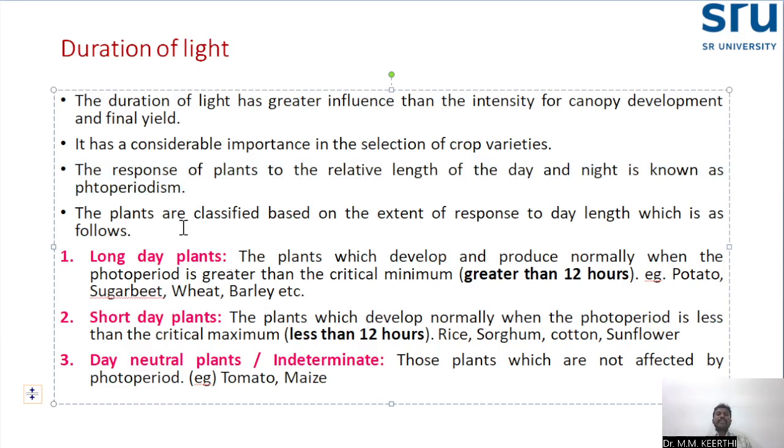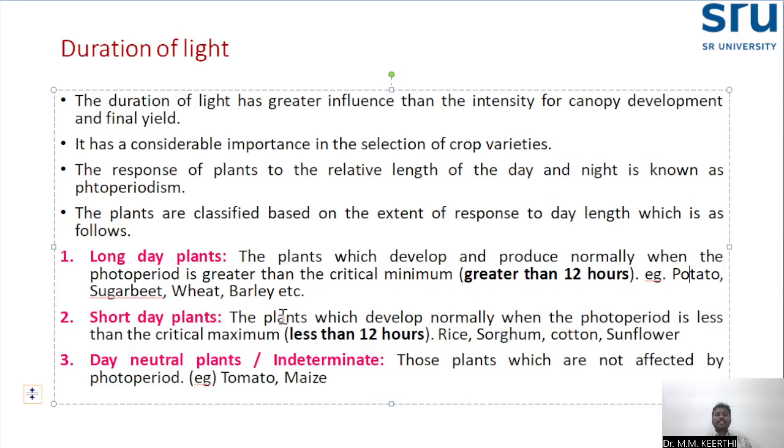Based on this, we divide plants into three types: long day plants, short day plants, and day neutral plants. Long day plants are plants that develop or produce normally when the photoperiod is greater than the critical minimum, so almost greater than 12 hours. The plants can grow and produce very well under sunlight of more than 12 hours, and that is called long day plants. For example, potato, sugar beet, wheat, barley. These are all crops that come under long day plants.